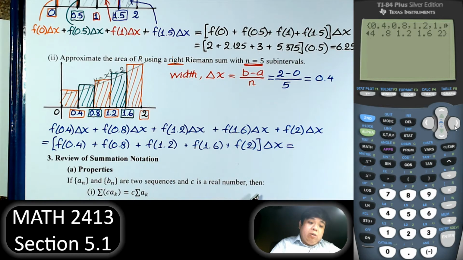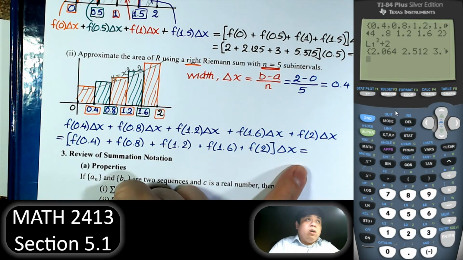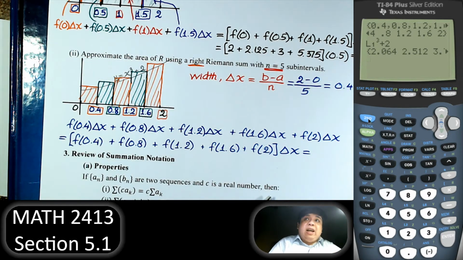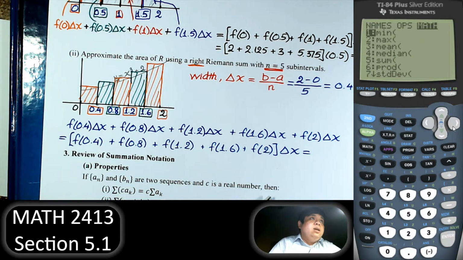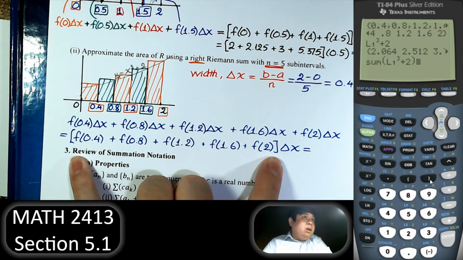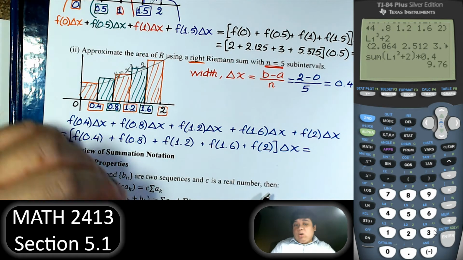Next, of course, the function is x cubed plus 2. You can add all those numbers up and then multiply by delta x of 0.4. But I will do even better. I will just add all this up using this function. Second stat, go to math, option number 5. We will add list 1 cubed plus 2. So that will add up everything in the bracket, times delta x of 0.4. And that gives us 9.76.